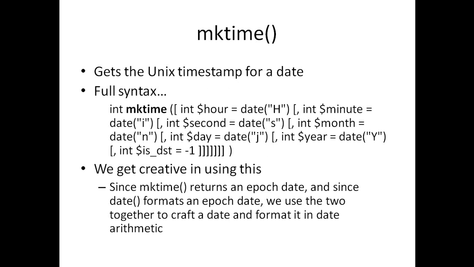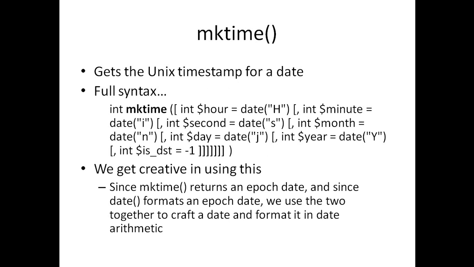Make time is another cool function. Make time gets the Unix timestamp for a date. So the full syntax is this: it returns an integer, the timestamp, and you can optionally pass it hour, minute, second, month, day, year, and whether or not it's daylight savings time. This shows you what PHP date format string each of the individual variables defaults to, and this is the way that you can get an epoch time for a particular date.